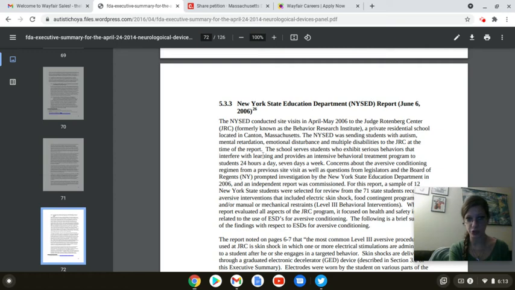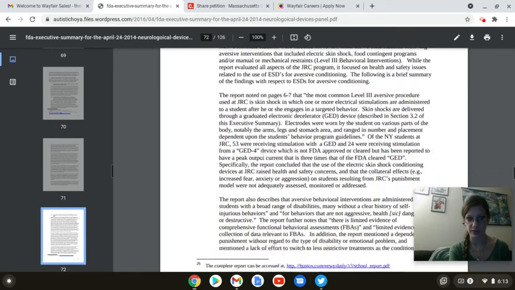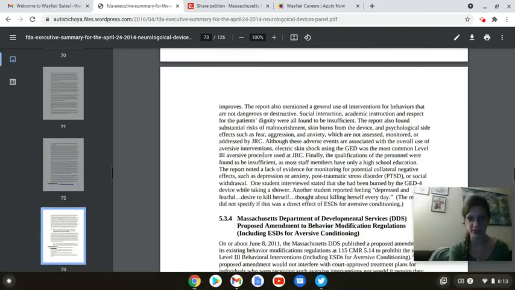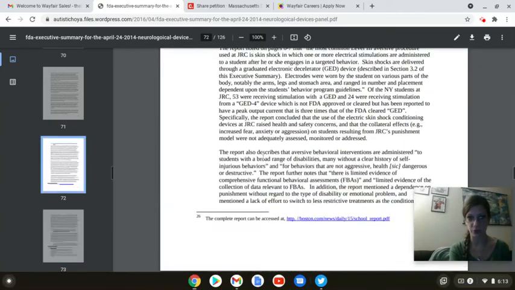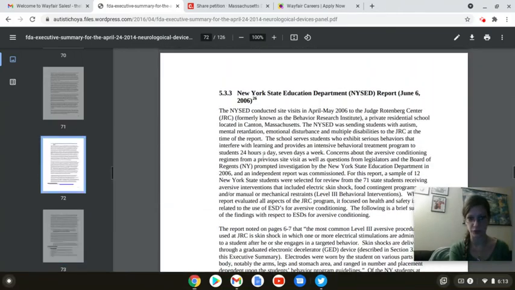New York State Education Department, NYSED report, June 6th, 2006. Let me see how long this is, because I'm working today. Okay, we'll go ahead and go over this and we'll close out this morning.